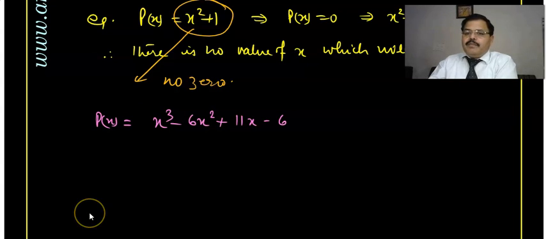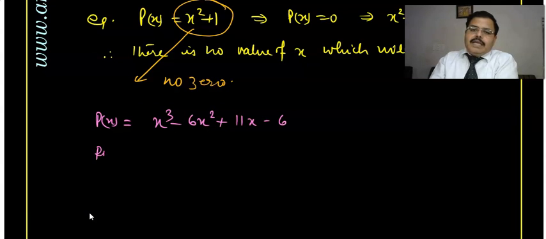Since this is an algebraic polynomial of degree 3, and there is no specific method you have learned till now for degree 3, you can use the factor method. The factor method is what? If I put any number k such that p(k) is equal to 0, then x minus k is a factor of the polynomial. For example, if I put x is equal to 1 here, then 1 plus 11 is 12, and minus 6, 12. So x minus 1 is a factor.